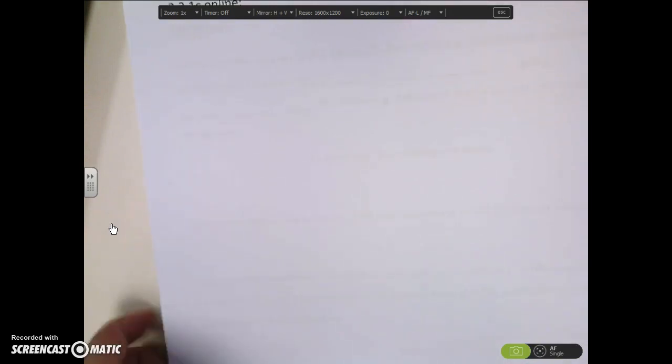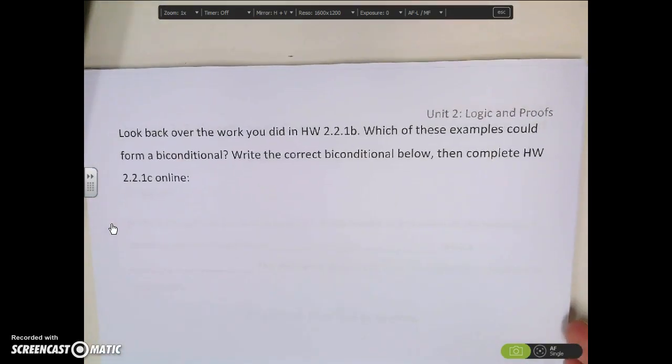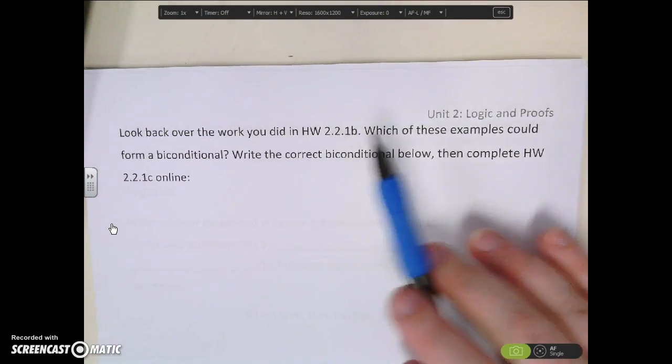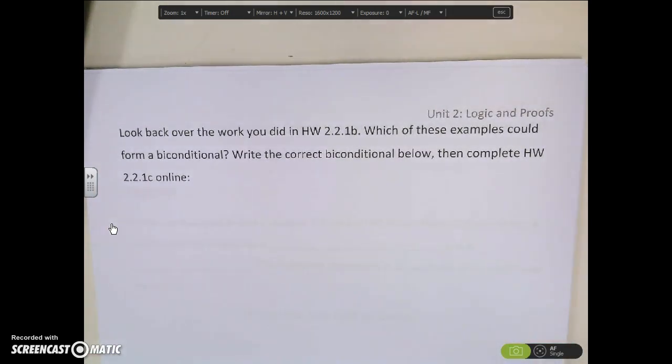Now, I want you to go through and look back over the work you did in 2.2.1b. Which of these examples could form a biconditional? And below, I want you to write the biconditional below and then complete 2.2.1c online.